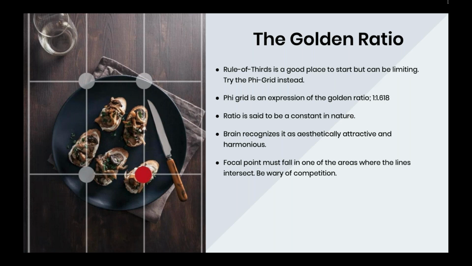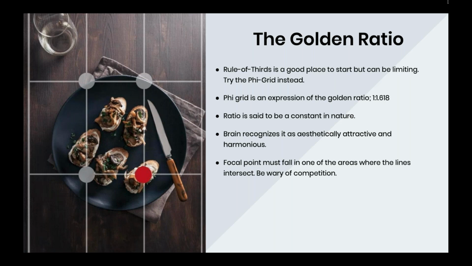And the Phi-Grid is an expression of this ratio. So in the rule of thirds, we said that it was 1, 1, 1. The golden ratio is 1, 1.6, 1.8. And this is actually a mathematical ratio, and I'm not a big math person, so I can't really explain exactly what it is, but if you're interested in finding more about it, there's lots on the internet, especially getting into the mathematics of it all. It's something that has been studied for basically thousands of years.